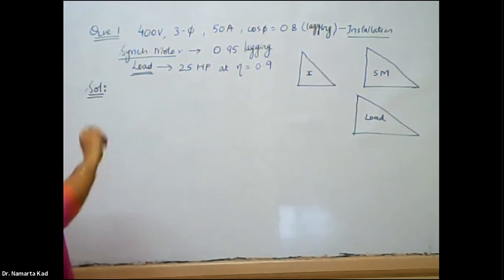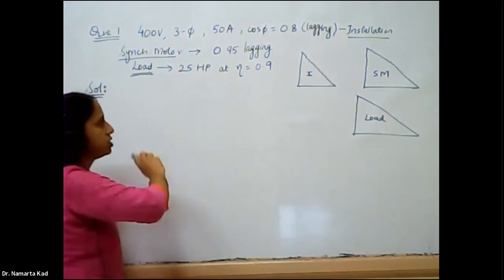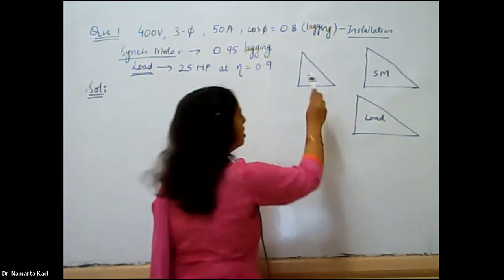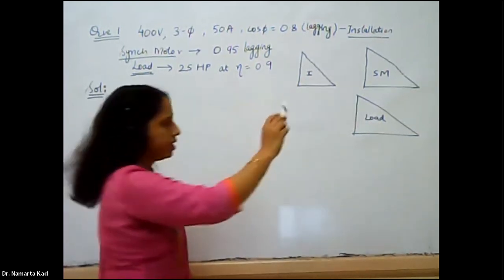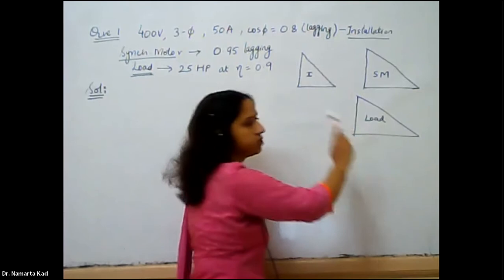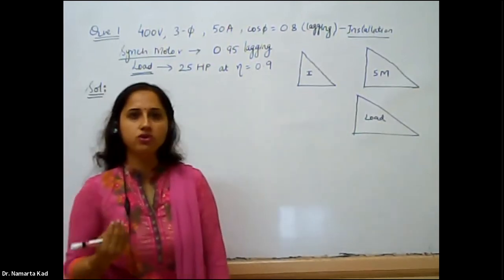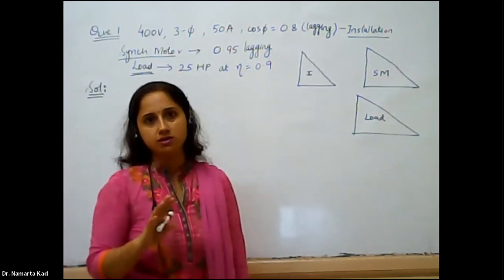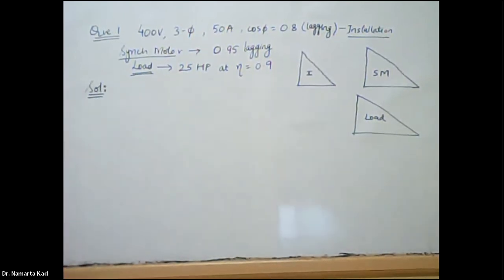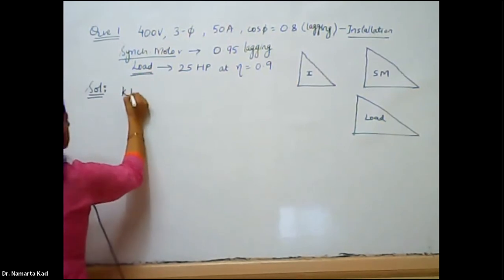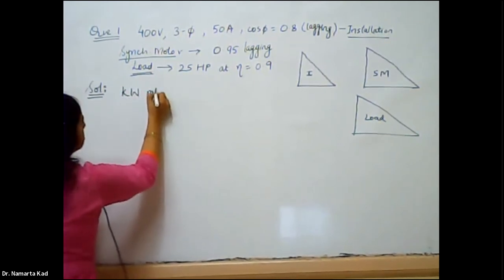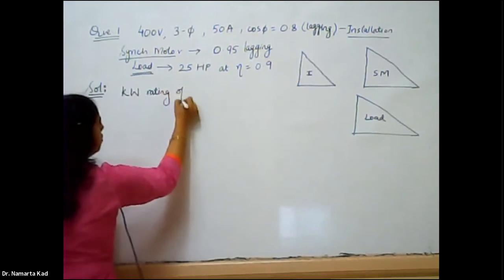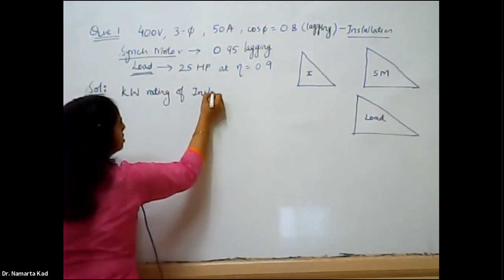Before starting the actual calculations, let's draw the three power triangles, one for the installation, another for the synchronous motor, and another for the load, because we have to do the calculations for all types of power in the three cases. So now let's start with firstly calculating the kilowatt rating of installation.